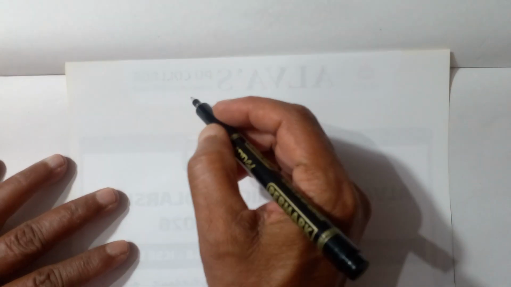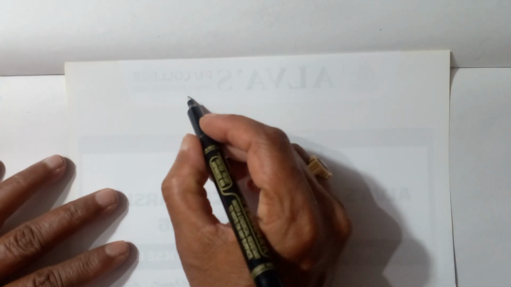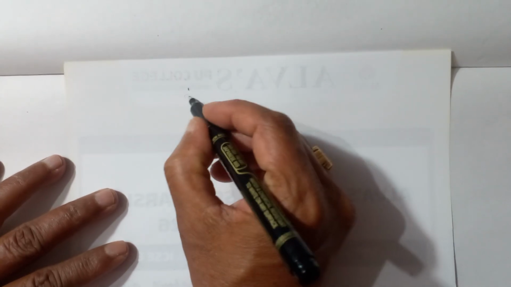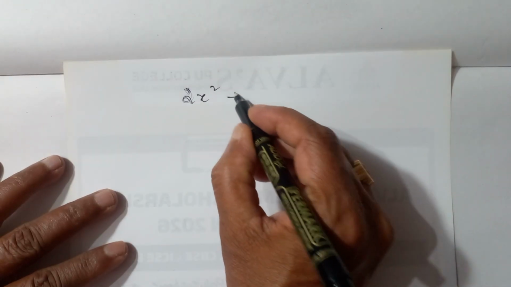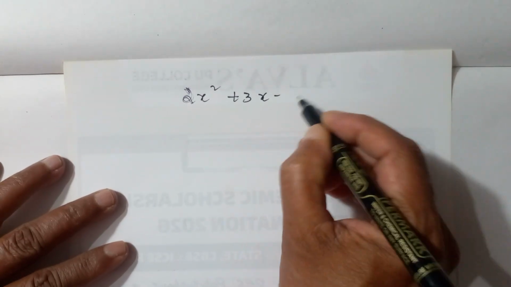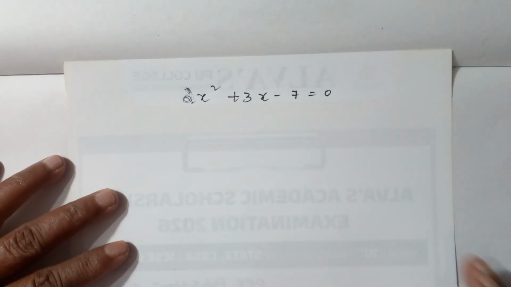Okay, here the problem is 2x square plus 3x minus 7 is equal to 0. What the question asked? 2x square plus 3x minus 7 is equal to 0. Here question asked, find the discriminant of the quadratic equation.